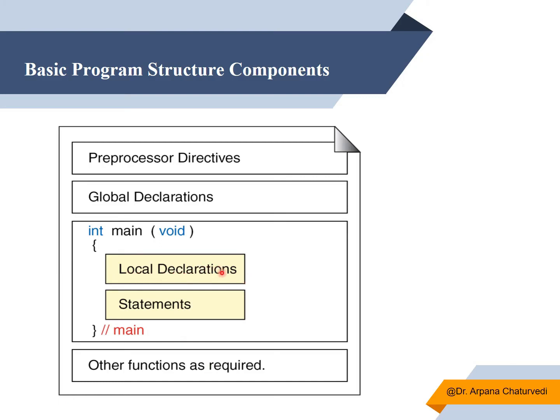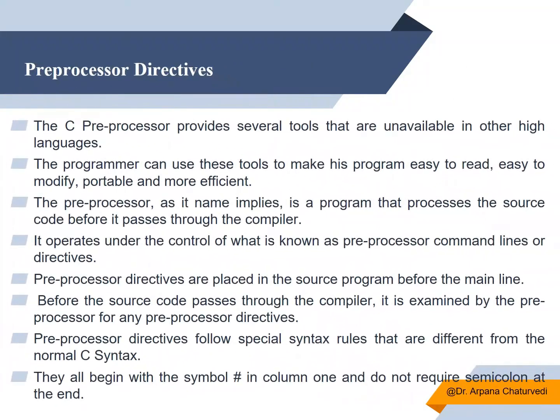Within main also you can declare some variables and so on. That is a part of local declaration. By default, main returns an integer type of value. If you don't want main to return an integer value, you have to mention the return type as void. Void means nothing, empty. So, as you are not passing any argument, first of all we'll see what a preprocessor directive is.